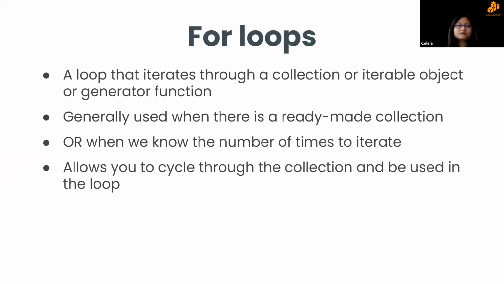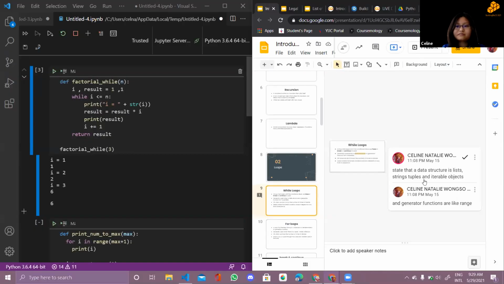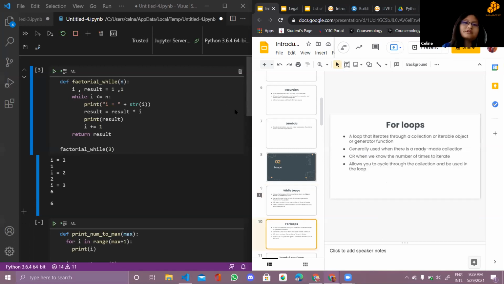Next, we have for loops. A for loop is a loop that iterates through a collection, iterable object, or a generator function. It's generally used when there's a ready-made collection or when you know how many times you want to iterate through it, and it allows you to cycle through the collection. Just to clarify, iterable objects are things like your strings, tuples, and so on.